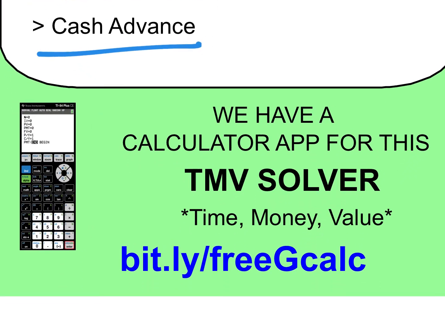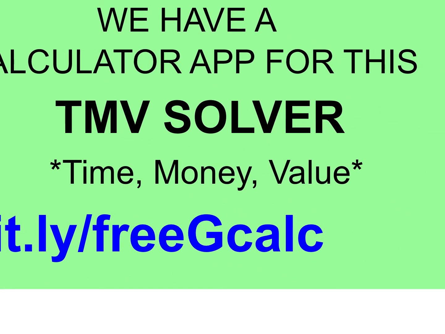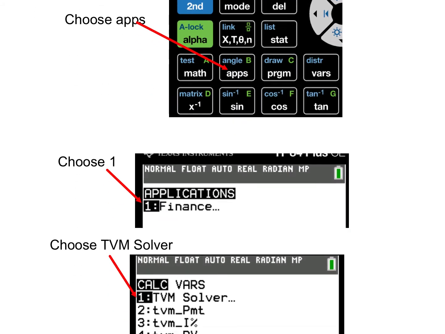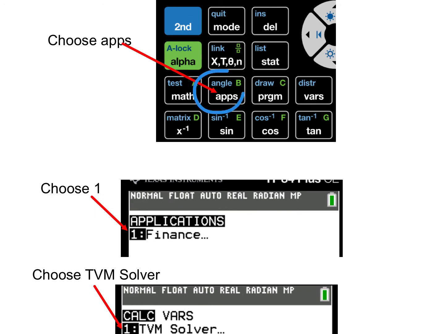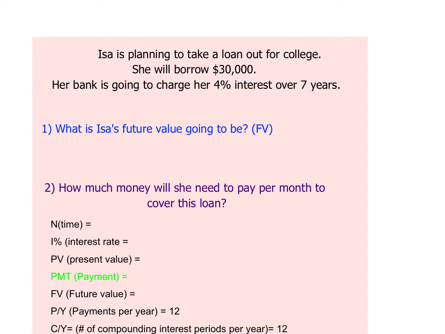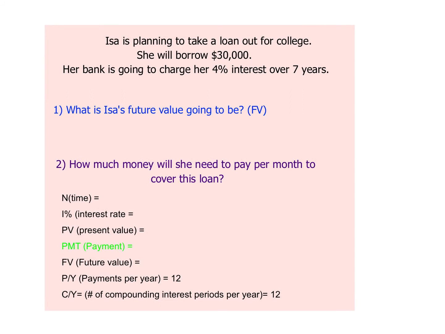Okay, so the TVM solver, time value of money. And here we go. This is where it is under apps, the top one in each menu. And let's actually see where this would all go for this scenario. So this person is taking out a loan for college. She's going to borrow $30,000.